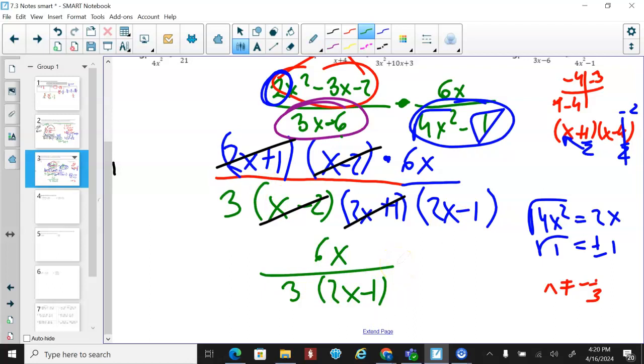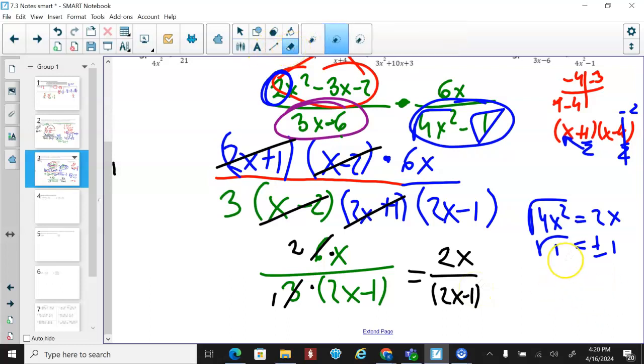Now, can I cancel anything else out? Yes, I can. I can simplify the 6 and the 3. Why? Because there is a multiplication there. You cannot simplify if there's addition and subtraction, but because those two multiply, 6 can be divided by 3, and 3 can be divided by 3. So that's going to give you 2 and a 1. All right, so what's left on the top? 2 times x over 2x minus 1.